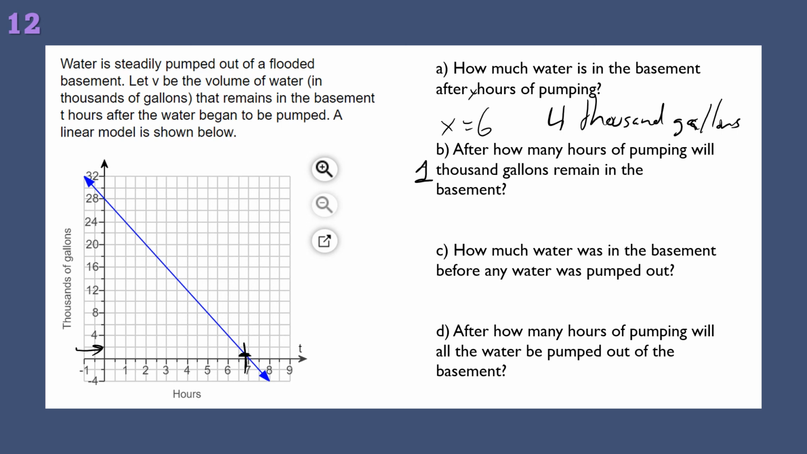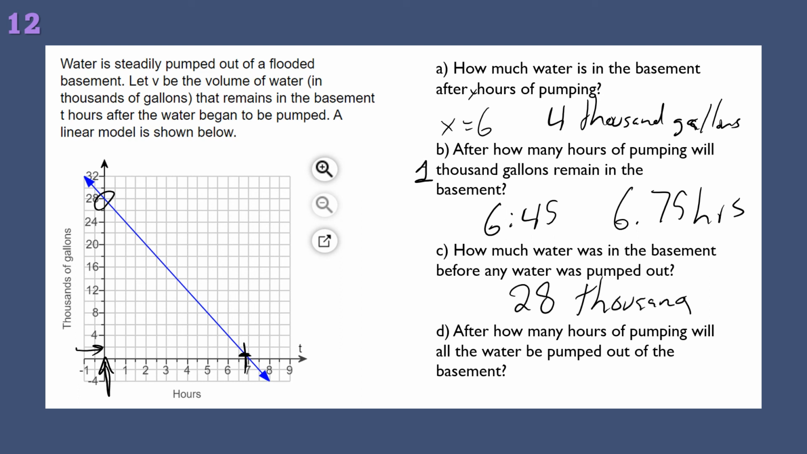So we're going to say after how many hours? 6 hours and 45 minutes. That's what I'm going to say. Or 6.75 hours. How much water was in the basement before any was pumped out? So after 0 hours of pumping, we had 28,000 gallons.